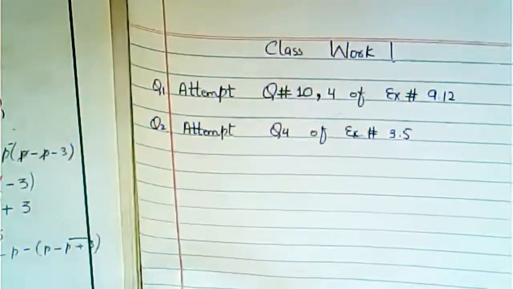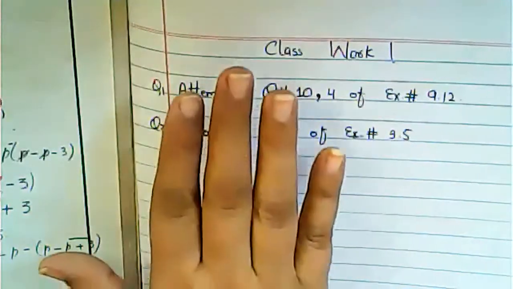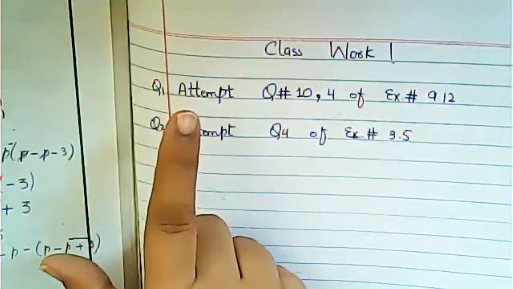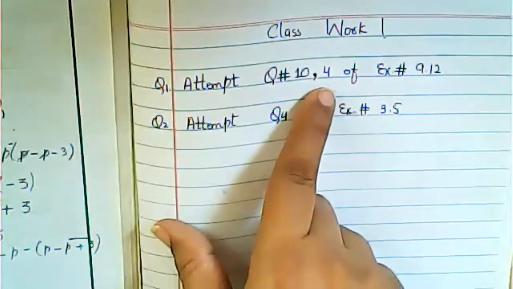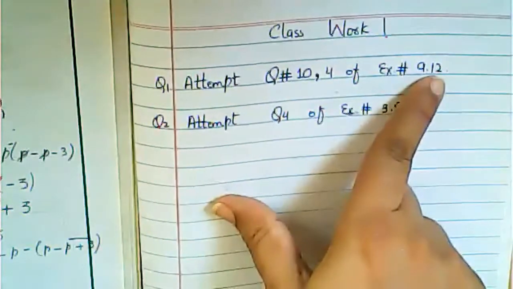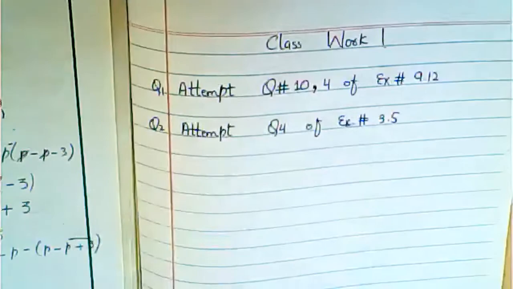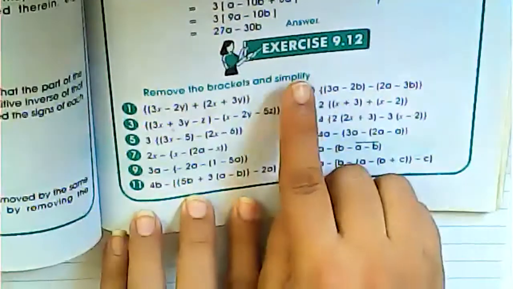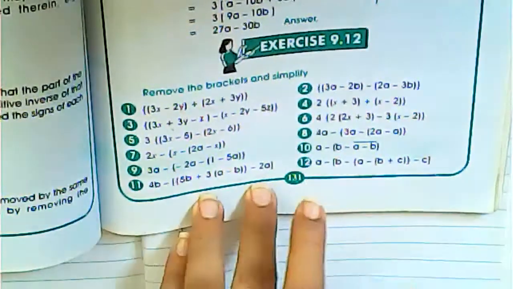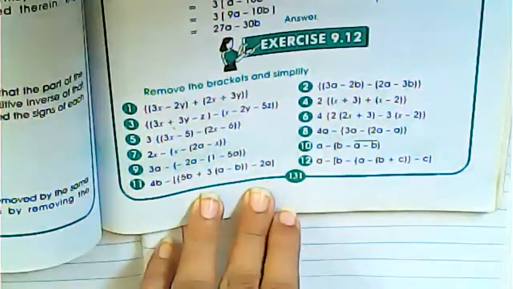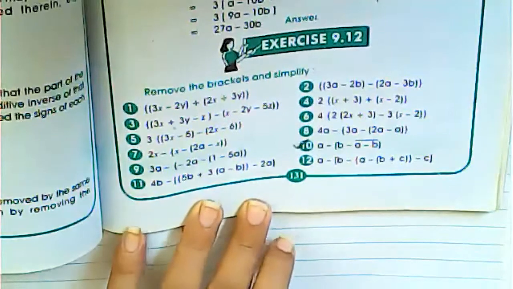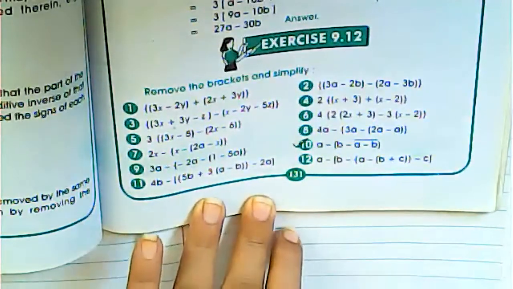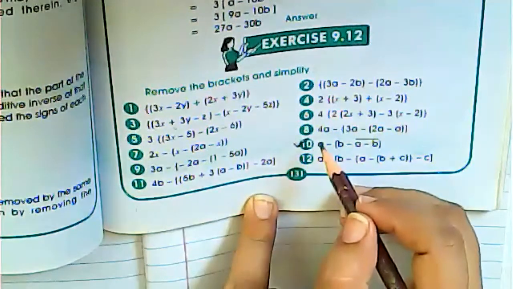Okay, so students of class 6, this is your classwork today. What you have to do is attempt question number 10 and question number 4 of exercise number 9.12. First of all, open your books to exercise number 9.12 and start solving question number 10. First, you are going to solve question number 10 in your copy. Okay, start solving question number 10.